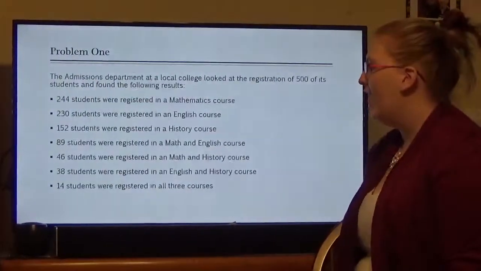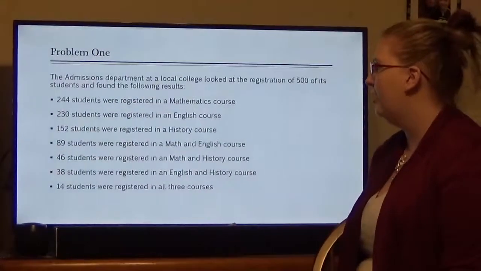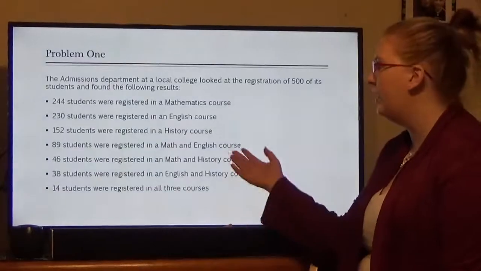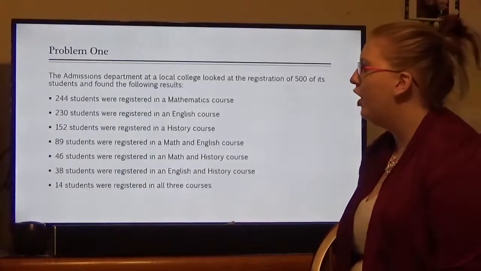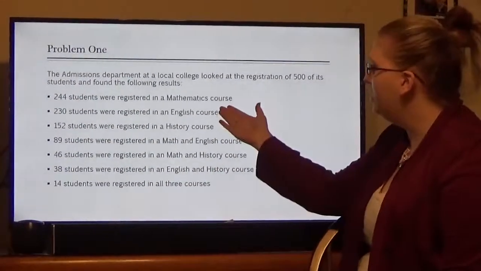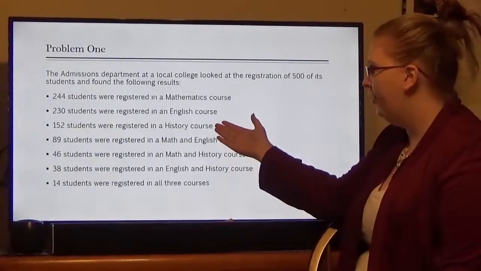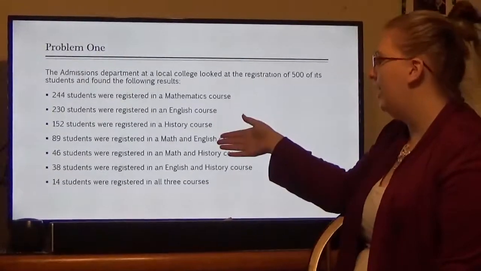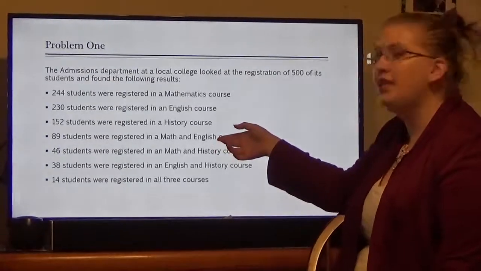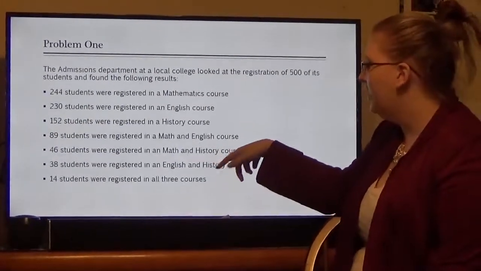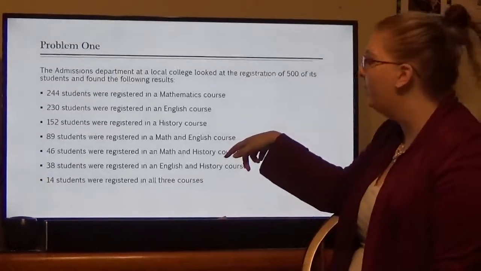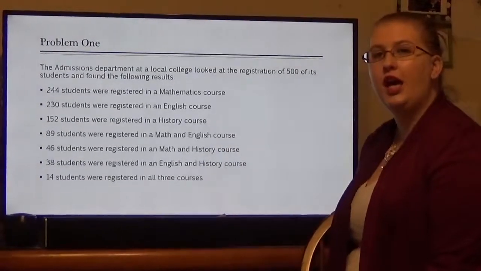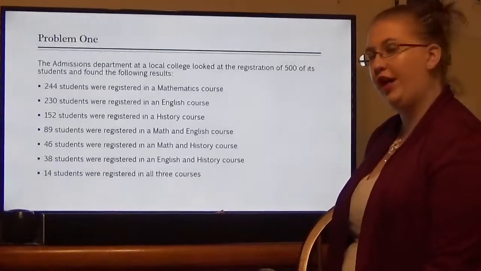So the problem I had was the administration department at a local college looked at the registration of 500 of its students, and these are the results. 244 students only took math, 230 only took English, 152 only took history, and then 89 took math and English, 46 took math and history, 38 students took English and history, and 14 took all three.